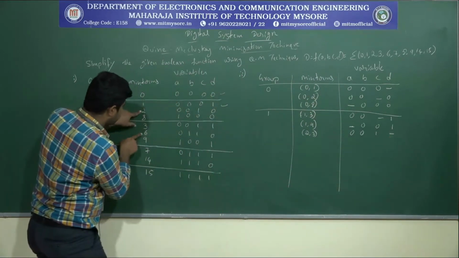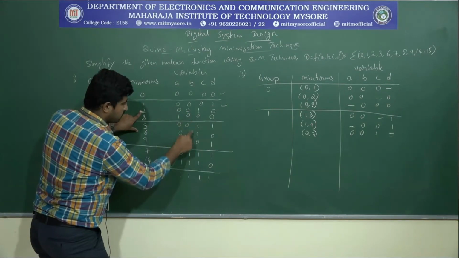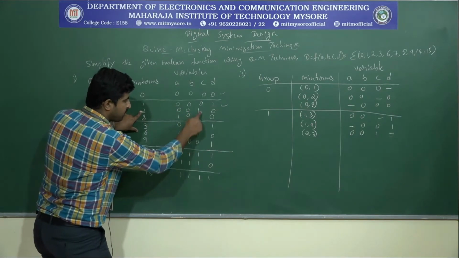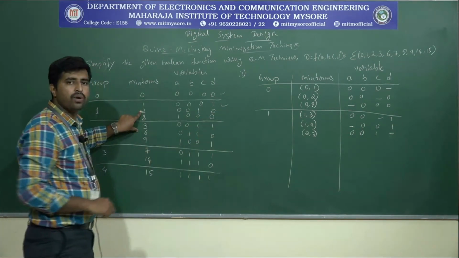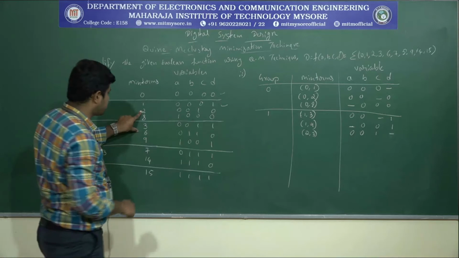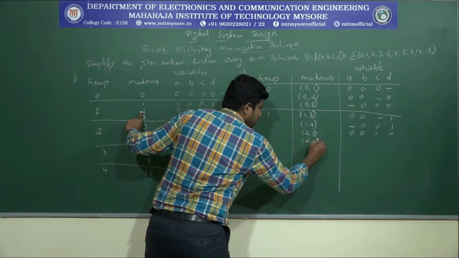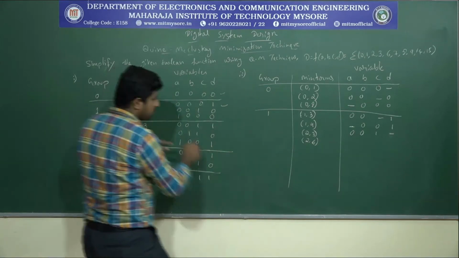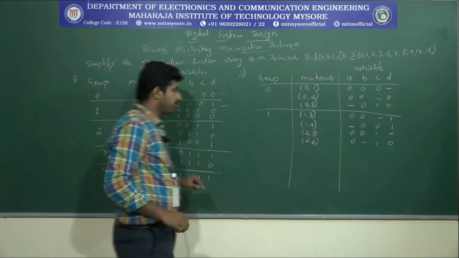Next, 2 compared with 6. 0 0 1 0 and 0 1 1 0, so one variable is changed, and the others are the same as it is. See, only one variable has been changed. So this means we can group 2 comma 6 also. The second position is dash, and the remaining is 0 1 0.